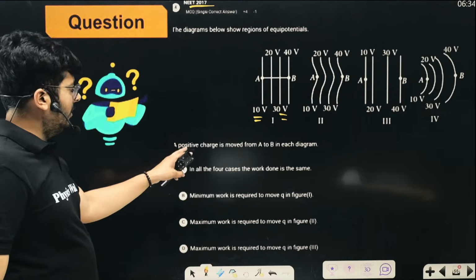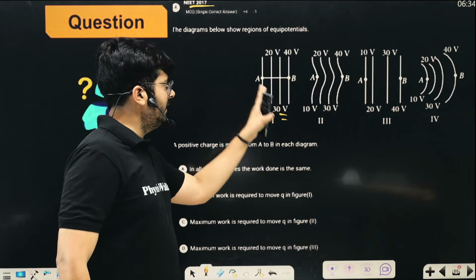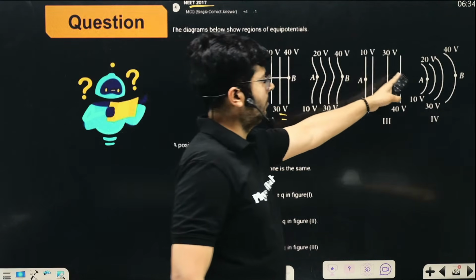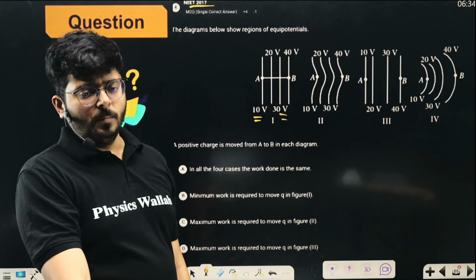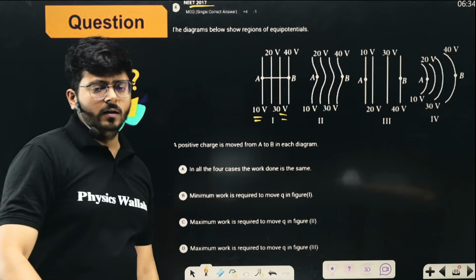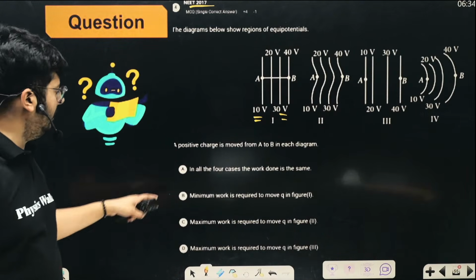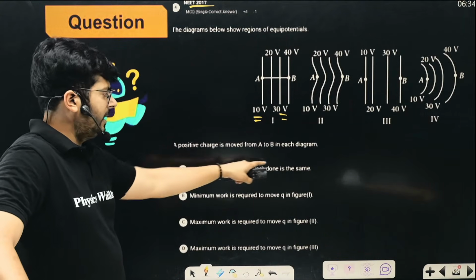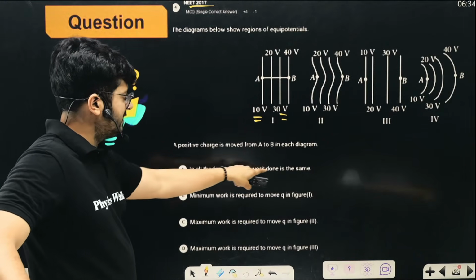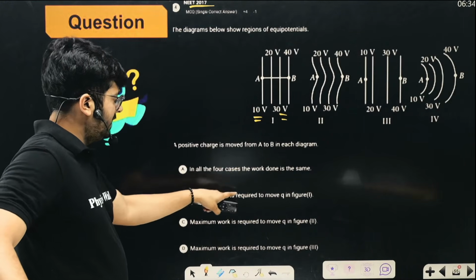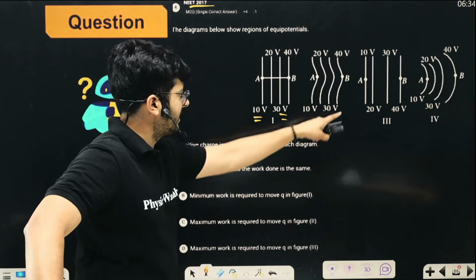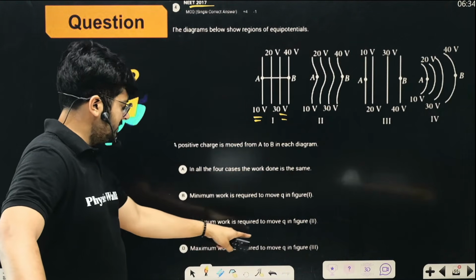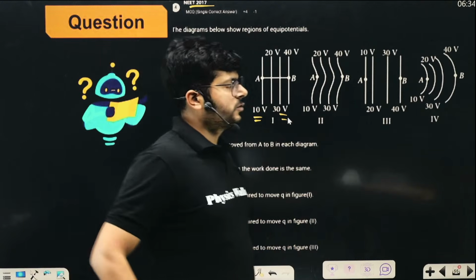Now you have to talk about how the positive charge is moved from A to B in all these cases. So what will happen? What statement is true? In all four cases, the work done is same. Maximum work is required in the fourth figure. Maximum work is required in the second figure. Maximum work is required in the third figure. So we have to talk about that.